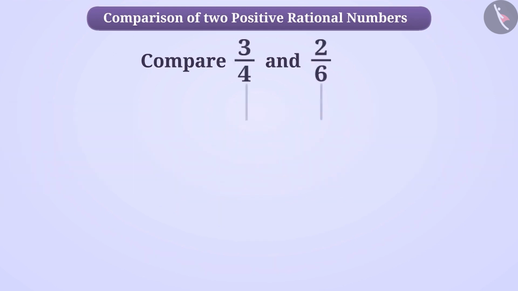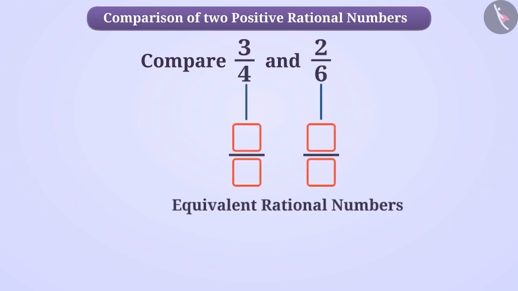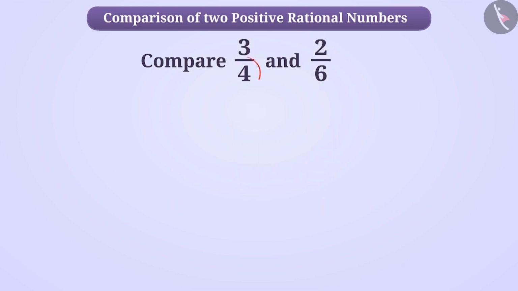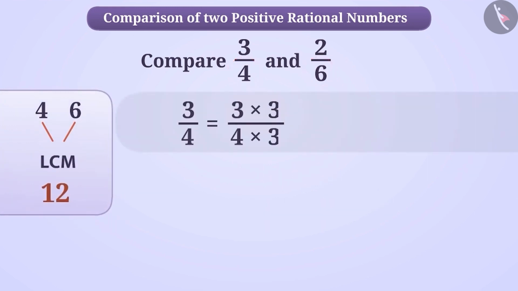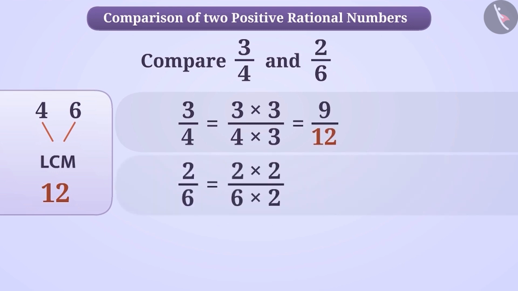If the denominator of rational numbers is not equal, then we find an equivalent rational number whose denominator is equal. For example, if we have to compare 3 by 4 and 2 by 6, then first we take the LCM of 4 and 6, which is 12. Then we will multiply the numerator and the denominator of 3 by 4 by 3 and obtain its equivalent rational number 9 by 12. In the same way, we will multiply the numerator and the denominator of 2 by 6 with 2 and obtain its equivalent rational number 4 by 12.